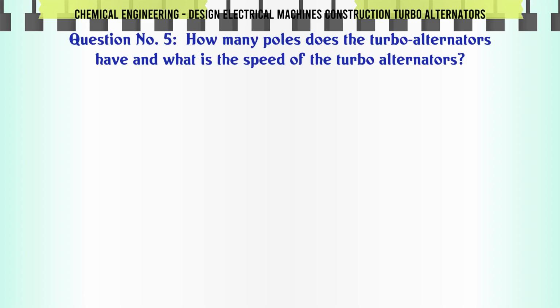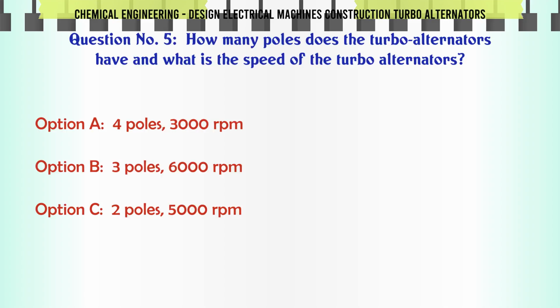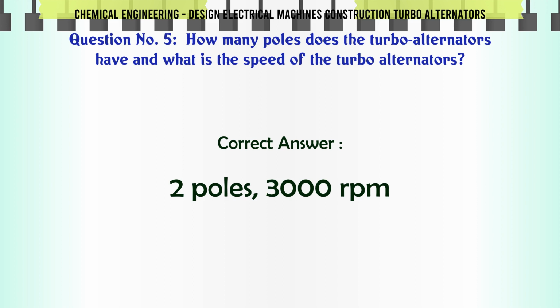How many poles does the turbo alternator have and what is the speed of the turbo alternator? A: 4 poles 3000 rpm, B: 3 poles 6000 rpm, C: 2 poles 5000 rpm, D: 2 poles 3000 rpm. The correct answer is 2 poles 3000 rpm.